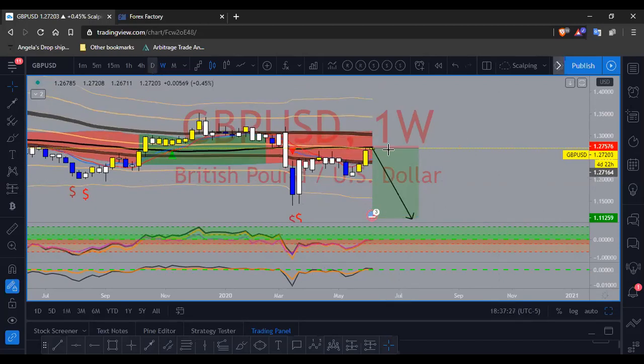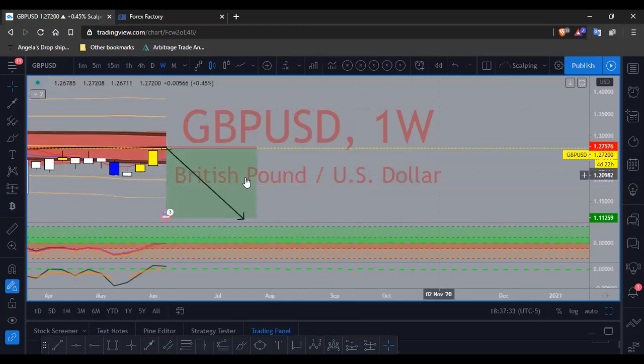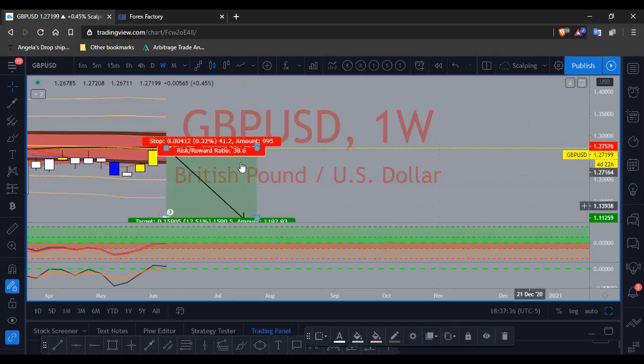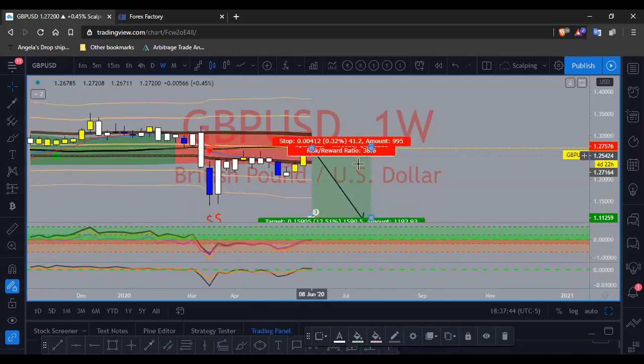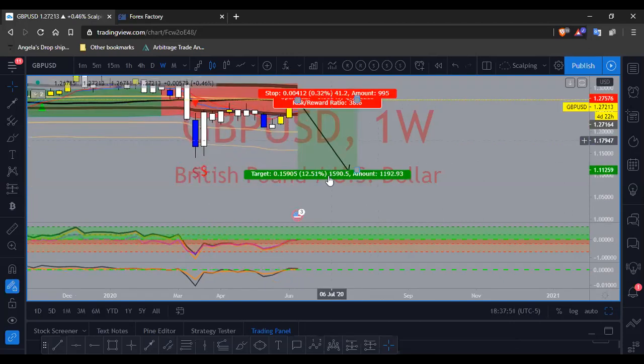You can get into it. And like I said, if the stop loss gets hit, it's a very small stop loss, but the risk to reward is 1 to 38. I'm okay with taking that risk right now and holding this for a couple of weeks and seeing what happens. Because at the end of the day, all I'm going to lose is 41 pips. But if it goes like how I planned, then that's possibly 1,590 pips.